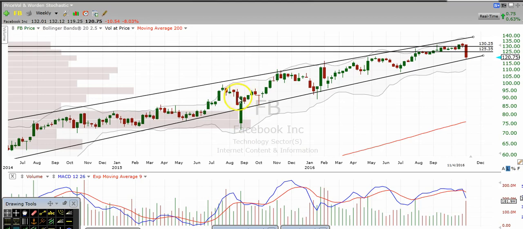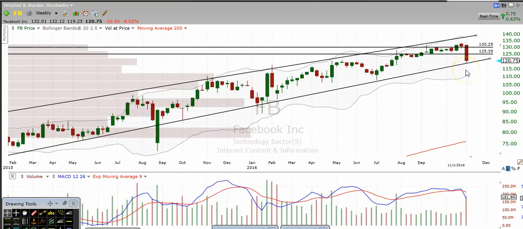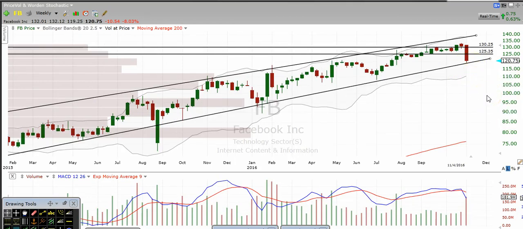So the close of that candle is right there. Now look at right where we bounce, and I've been mentioning this level many times here. This is a make or break level for Facebook. If Facebook does not hold this channel, then we're going to be heading much lower. So we have to assume that this level will hold.